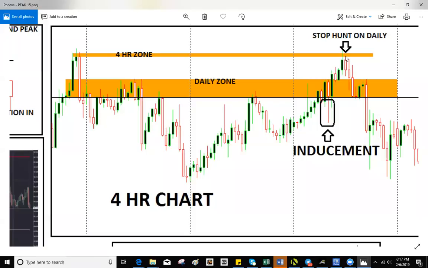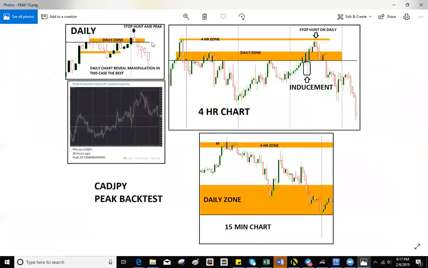And the reason this zone worked was because when you look on the daily, this was just a wick. The candlestick closed under here. Then it closed under here. So this was the real high they were working. And even though it came to this zone, this 4-hour zone, this was actually the stop hunt trap that didn't break that high.